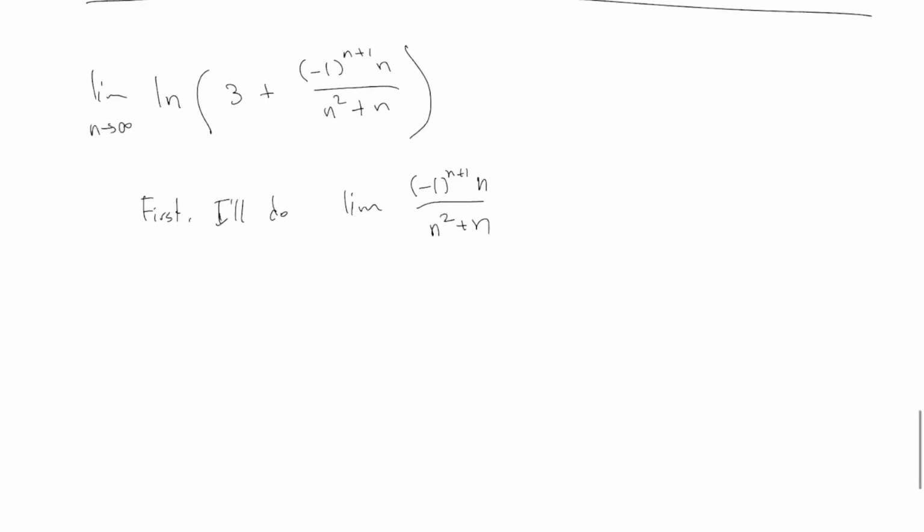And now I'm going to do this. I take the absolute value, so I say limit of the absolute value of -1 to the n plus 1 times n over n squared plus n. We do the absolute value on the top and the bottom. So on the top, it will say absolute value. And in fact, there is a rule for absolute value of a product, right?